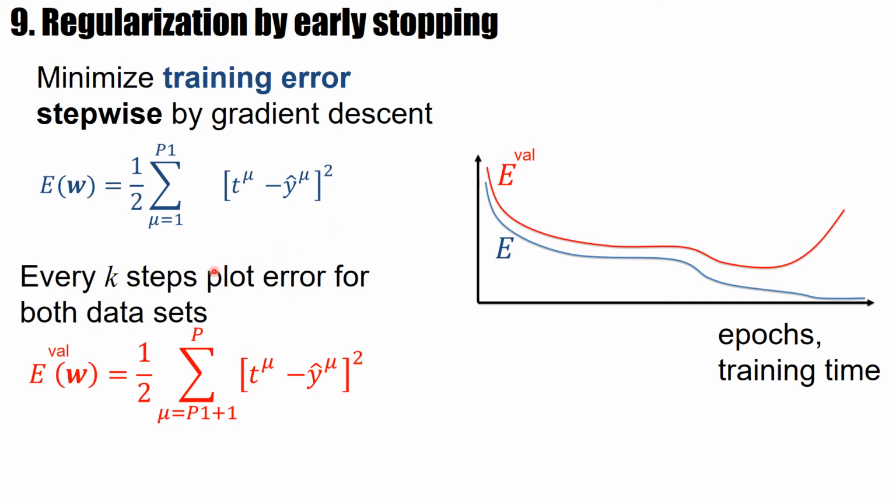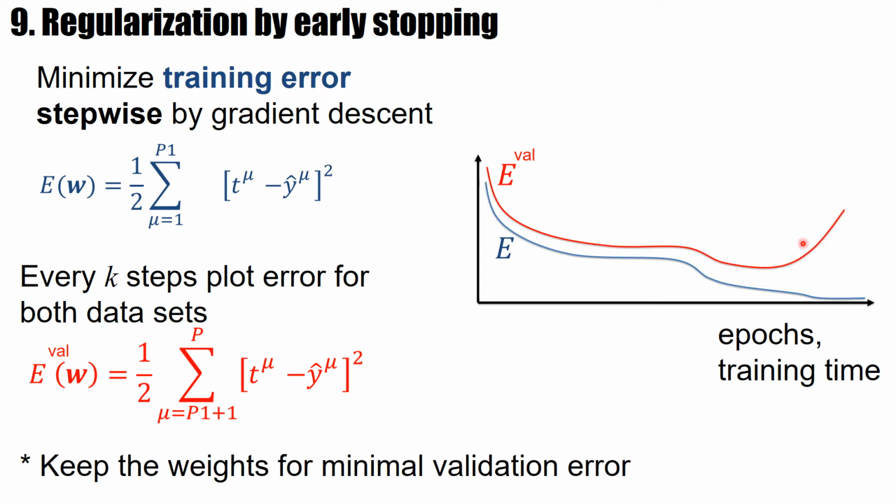However, every k steps, while we optimize, we plot the error of both data sets and compare the two. So here's the training error. The training error always goes down because we do gradient descent. Every k steps, we also look at the validation error. At the beginning, it also goes down, but at some point it will actually go up again. And then we say, okay, so this was the best performance. This was the minimum validation error. So this is the set of weights that we should use.